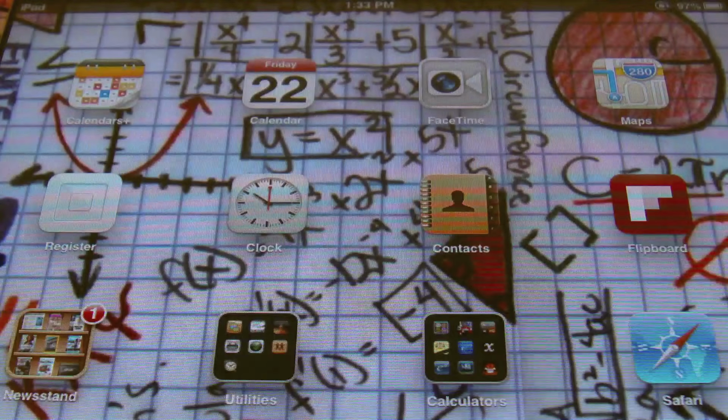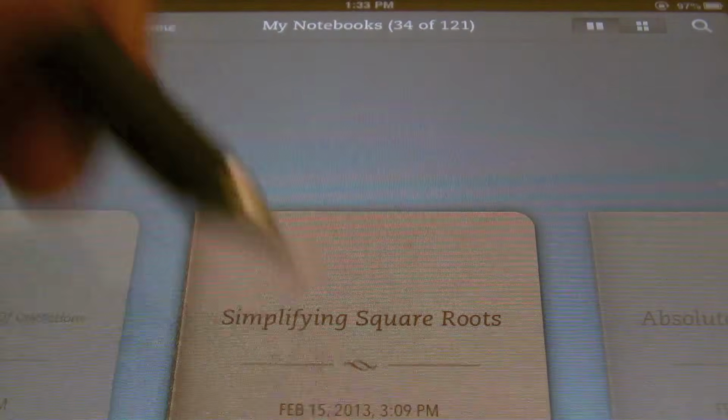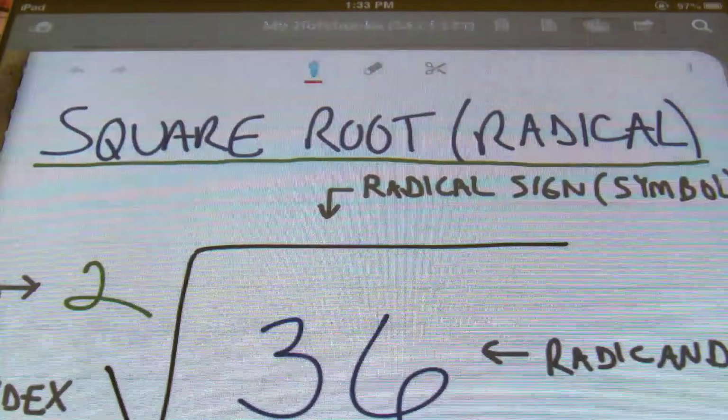Hello, ladies and gentlemen. This is Mr. Witt with Fort Bend Tutoring, and today's lesson is going to be about simplifying square roots. So let's check it out, shall we?